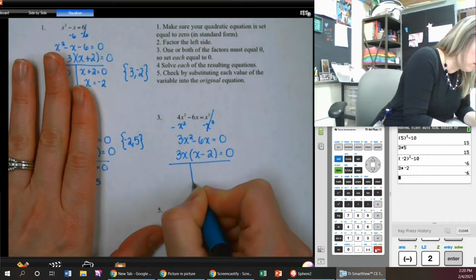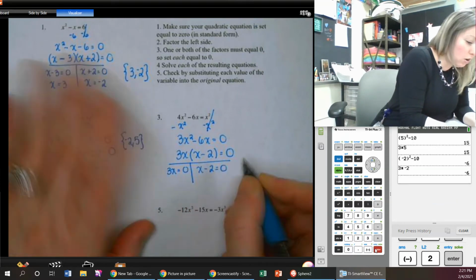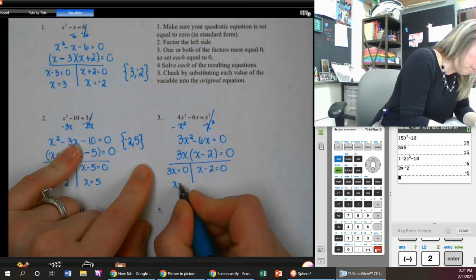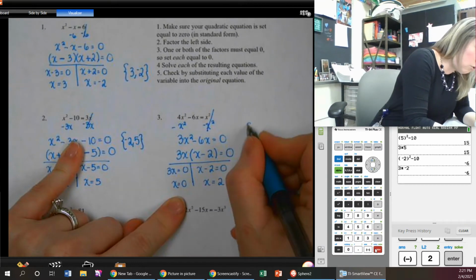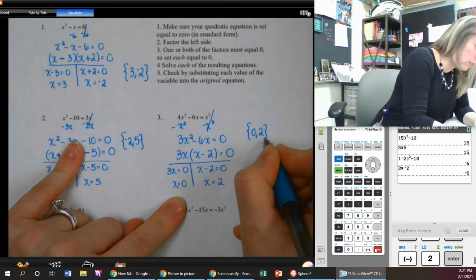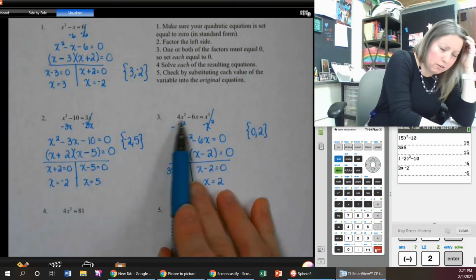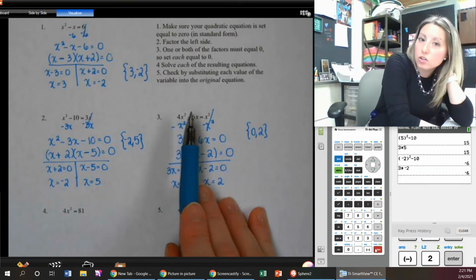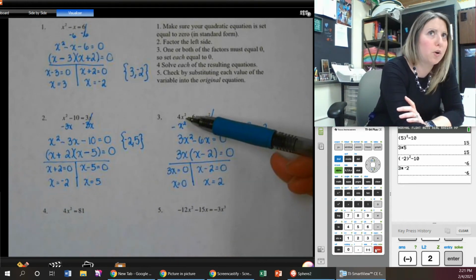And now you t-chart. So 3x equals 0, and x minus 2 equals 0. And over here, of course, when you've got just a number times your x, you get x equals 0. And over here, add that 2 to both sides, you get x equals 2. So 0 and 2 are my answers here for x. And let's, wait, I'm multiplying by 0. Wait, I can do that in my head. 0 squared is 0 times 4 is still 0. 6 times 0 is 0. 0 equals 0. 0 checks out. 2. 2 squared is 4. 4 times 4 is 16.